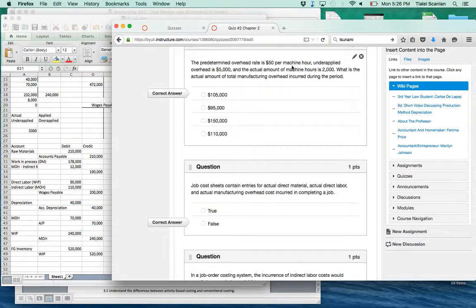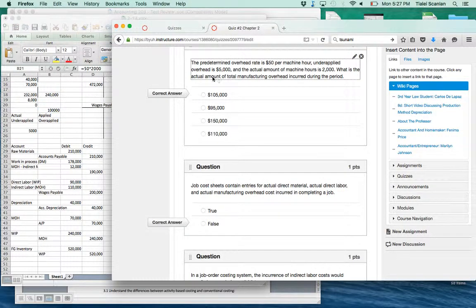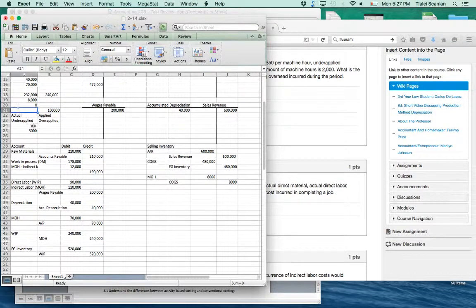And so they said the actual amount of machine hours is 2,000, and $50 is our predetermined overhead rate. So we'll do $50 times 2,000, right? That's how we find the amount applied: 2,000 actual machine hours times our predetermined overhead rate. Over here, we know the actual is going to be 5,000 greater than what we applied because it's underapplied. So we'll add these two together. Sorry if it's a little noisy over here. So 105,000 is our answer there.